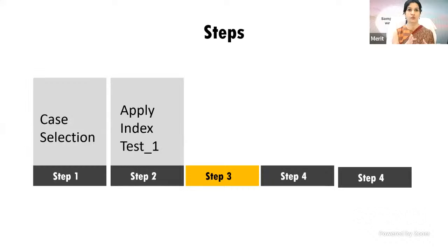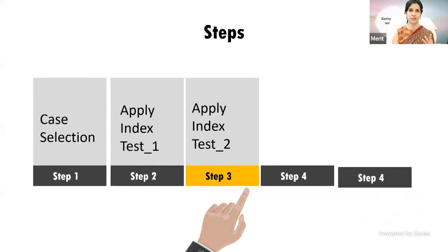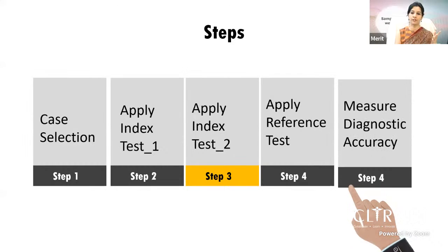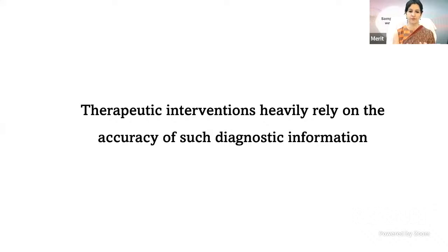reference test. So we apply index test 1 on the set of individuals. Then we apply index test 2. And then we apply the reference test. In step 4, we do the diagnostic accuracy measurement. So these are the steps for the comparative study.